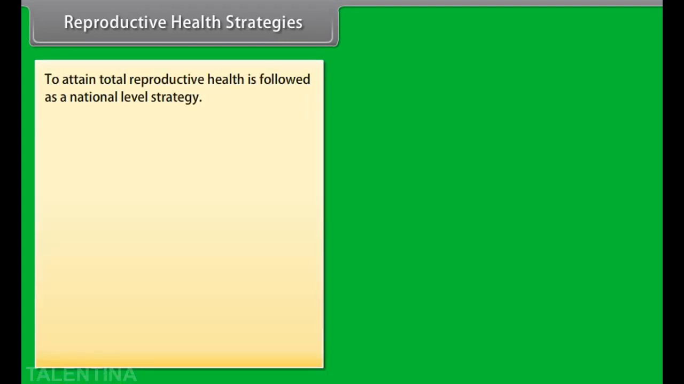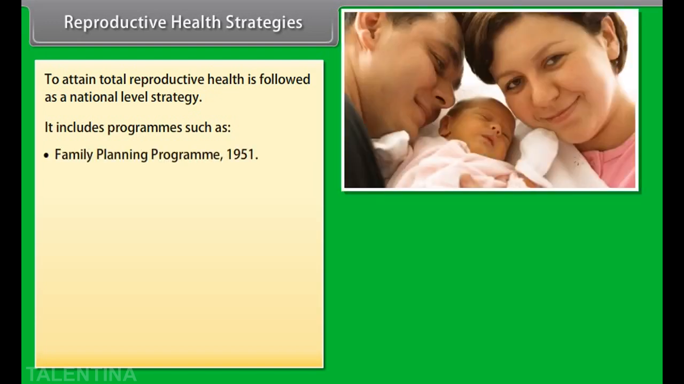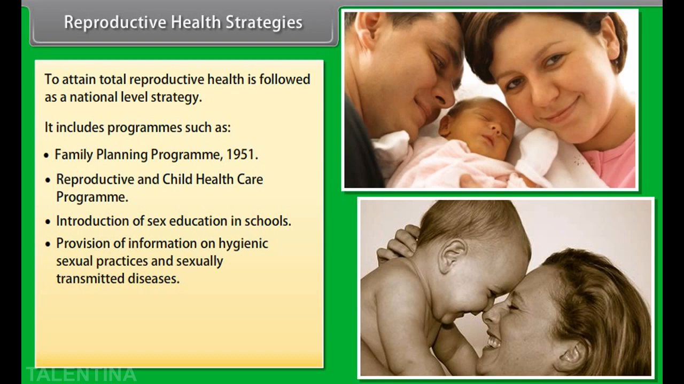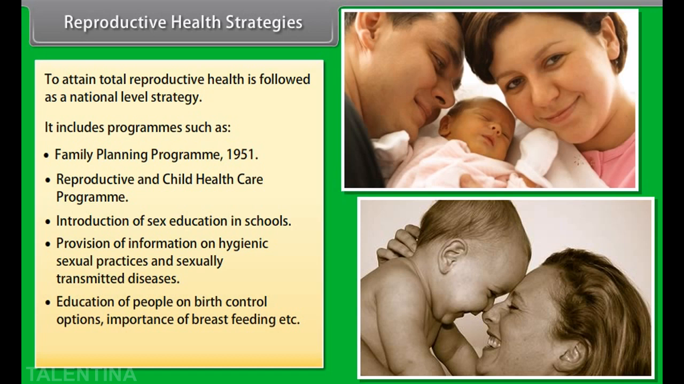Reproductive health strategies. To attain total reproductive health, the following national level strategies are followed. It includes programs such as the Family Planning Program 1951, Reproductive and Child Health Care Program, introduction of sex education in schools, provision of information on hygienic sexual practices and sexually transmitted diseases, education of people on birth control options, importance of breastfeeding, etc. Statutory ban on amniocentesis.